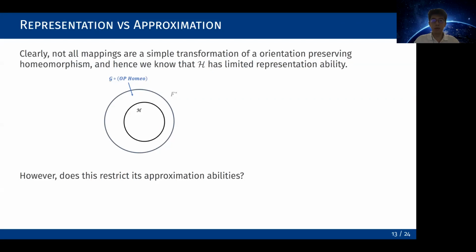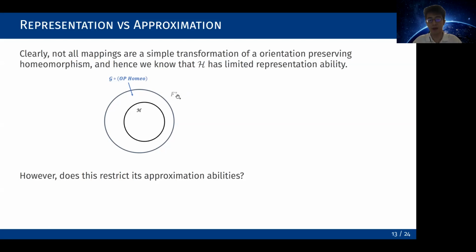So if you look at our hypothesis space, this is our hypothesis space. And this outer circle is the set of functions G which can be written as a terminal family, a linear function composed with an orientation preserving homeomorphism. What I've shown before is that H is contained in this circle, because each transformation that you can generate using an ODE must be an orientation preserving homeomorphism.